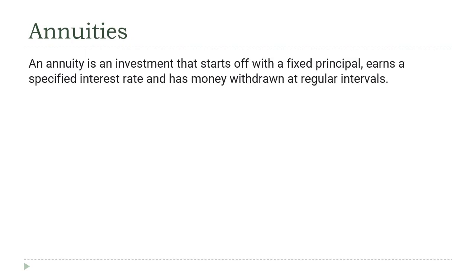Right? So let's look at an example here. What we're talking about is an investment that starts off with a fixed principal. We put a certain amount in the account. It earns a specified interest rate every month and has money withdrawn at regular intervals. The name for this kind of investment is an annuity. All right, so what we want to do here is come up with a mathematical model, a dynamical system that models this kind of investment. Then we'll think about what we can do to actually answer our question of finding that balancing initial investment.